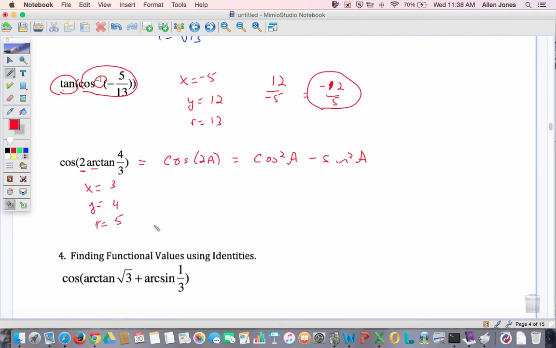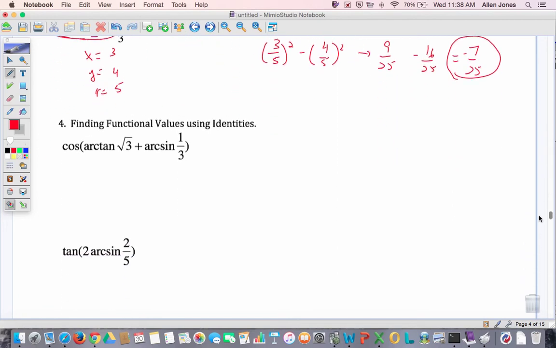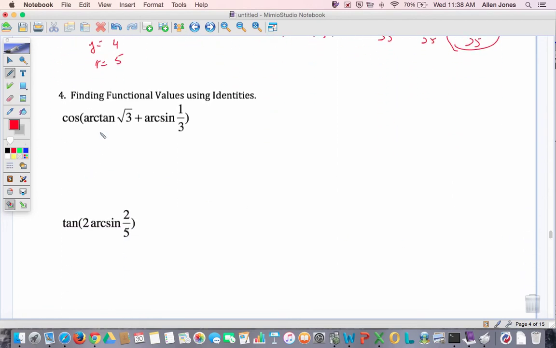Going back here, we want to identify x, y, and r because arc tangent, same thing as the inverse. Oh, we have a 4 and a 3. That does give us a 3, 4, 5 triangle this time. And now we can find our double angle by using these values. Cosine is 3/5, so 3/5 squared. Sine is 4/5 squared. So that gives me 9/25 minus 16/25, or negative 7/25 as my value for this overall compound function.